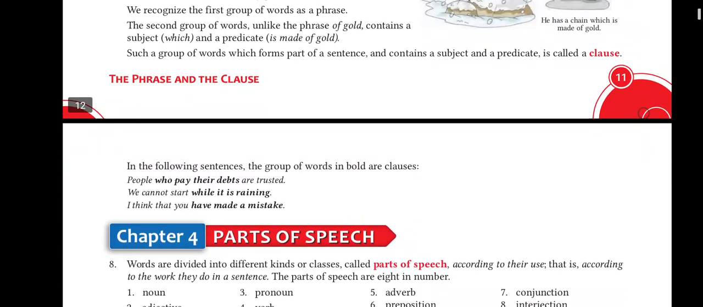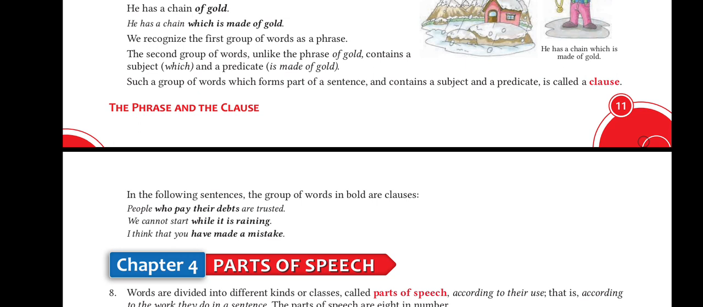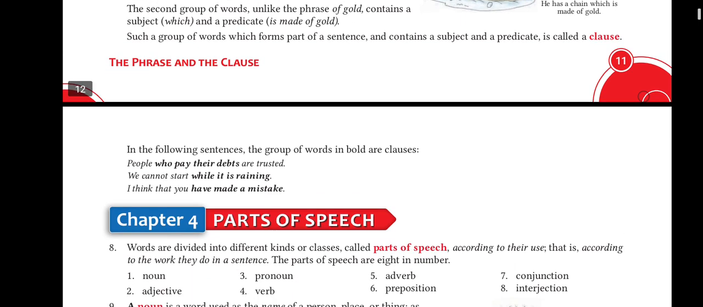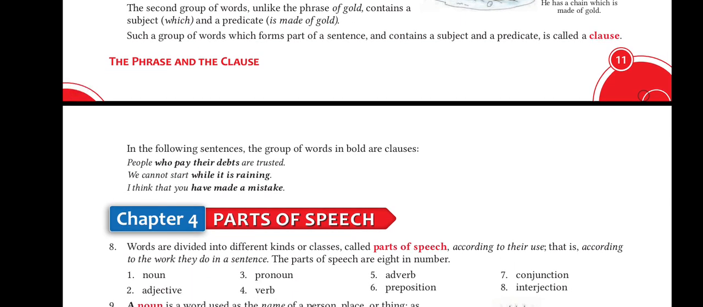In the following sentences, the group of words in bold are clauses. People who pay their debts are trusted. In this sentence, "who pay their debts" is a clause. We cannot start while it is raining. "While it is raining" is a clause. I think that you have made a mistake. "You have made a mistake" is a clause in this sentence.